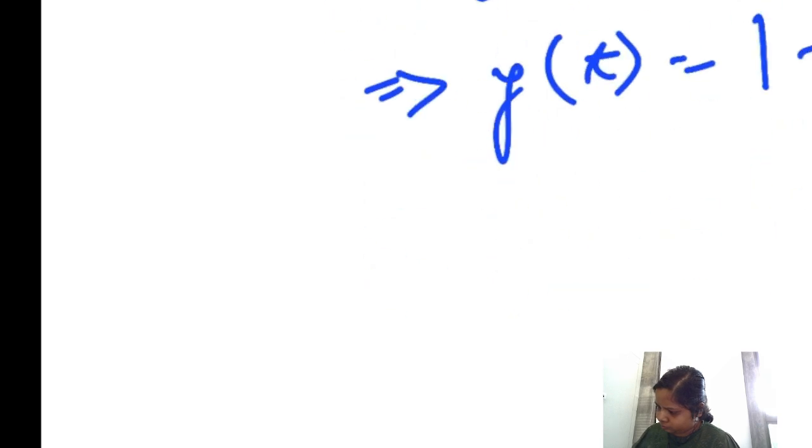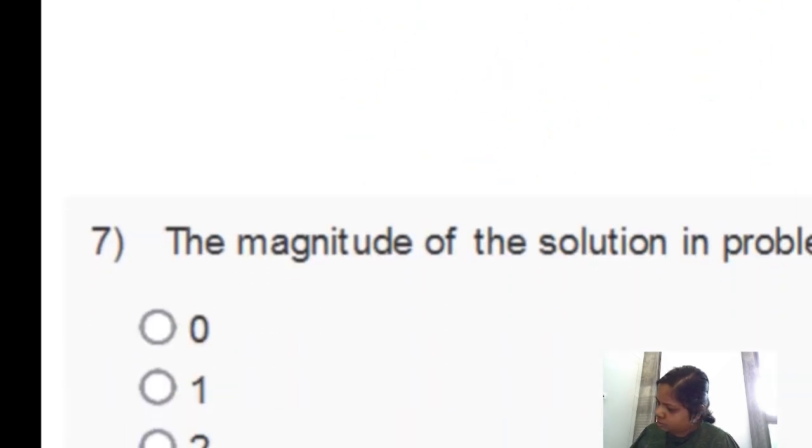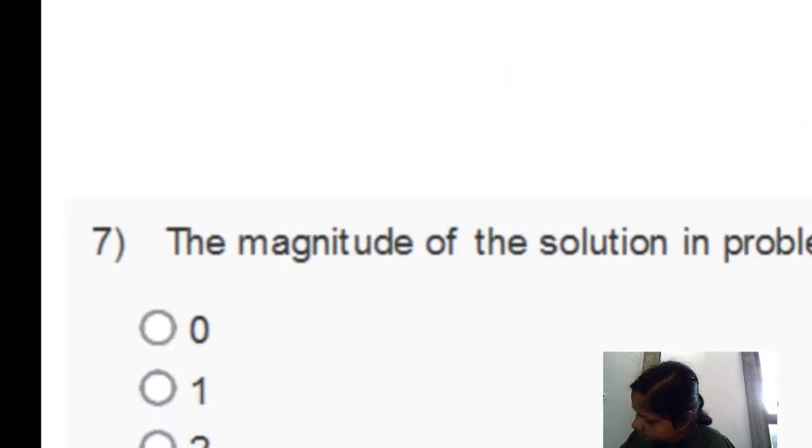Okay, so if 1 minus e to the power minus 2t is the answer, what would happen? What is the magnitude of the solution as time tends to infinity? So let's say if t tends to infinity, what is y(t)? Y(infinity), what is it?